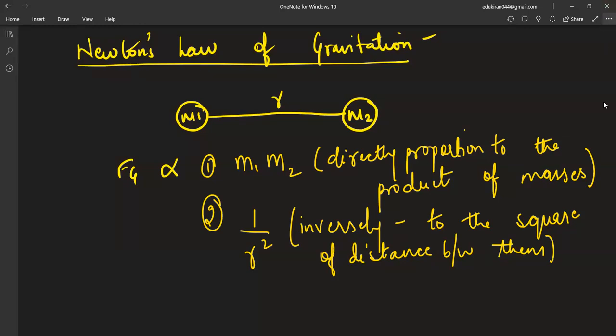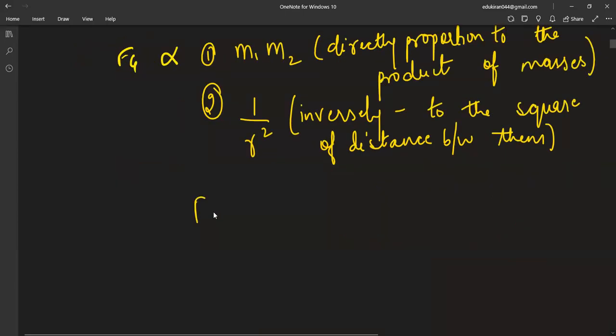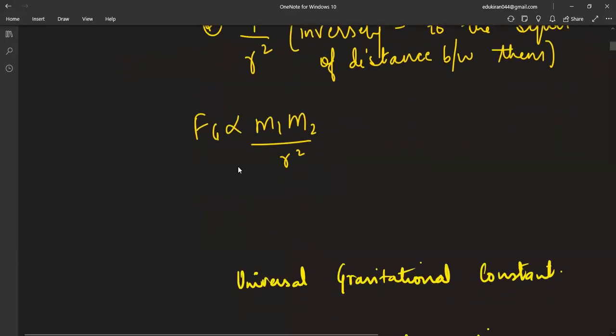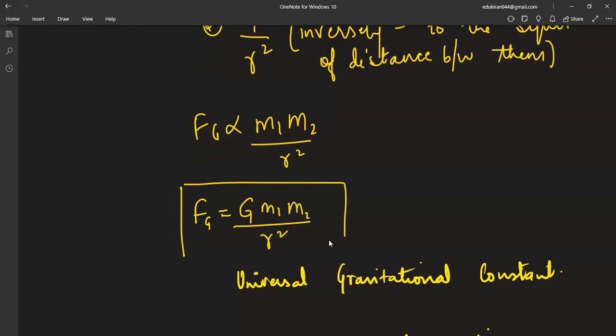So altogether, what is the gravitational force proportional to? It's a very important formula. It's directly proportional to m1 m2, inversely proportional to r square. How do you remove the proportionality sign? You put a constant. So gravitational force is equal to capital G, the constant that comes, times m1 m2 by r squared. This is the formula.